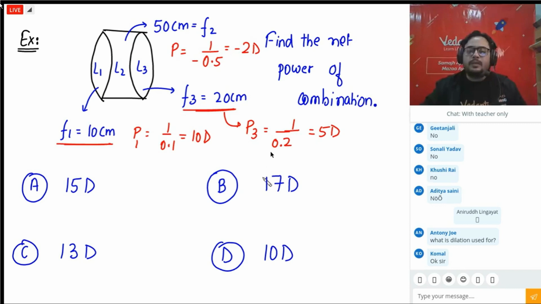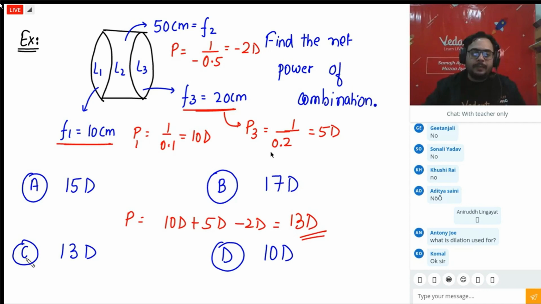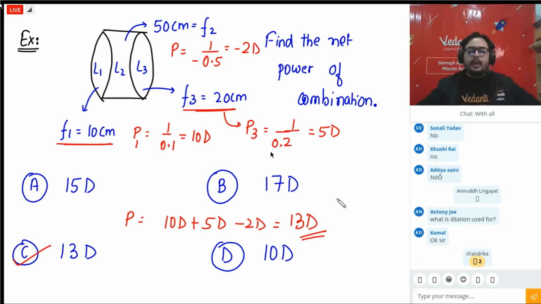So if you add all the powers, what are you going to get? 10 diopter plus 5 diopter minus 2 diopter, which is 13 diopter is our answer. Any doubts in this? Please ask. Please ask. Any doubts in this?